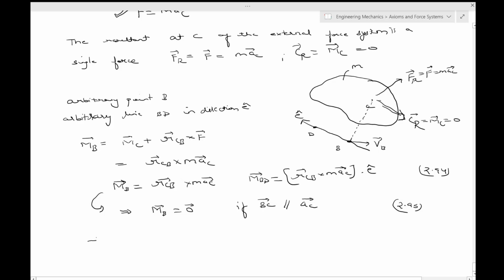And this implies the moment is 0 only about any point on the line of acceleration.